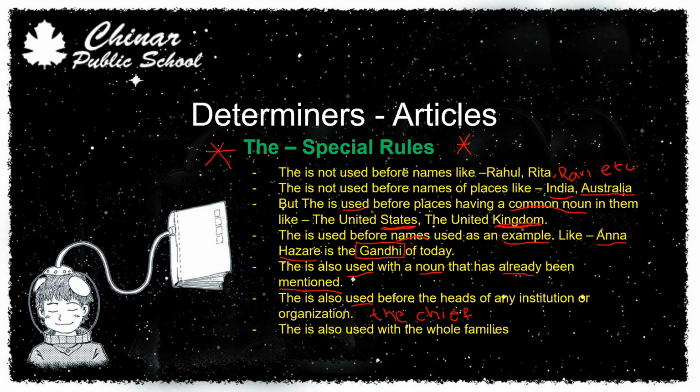Another rule for the is that it is used with the whole families. For example, now suppose you are Rahul Gupta. Your father is also Mr. Gupta. Your mama is also Mrs. Gupta. Your sister is also Miss Gupta. So it becomes the Guptas. Similarly, if there are some Mehtas, we can say the Mehtas, the Khuranas, or etc.